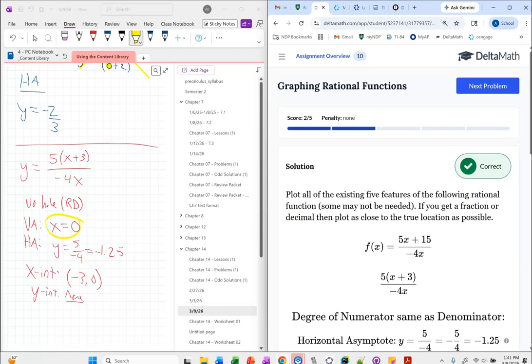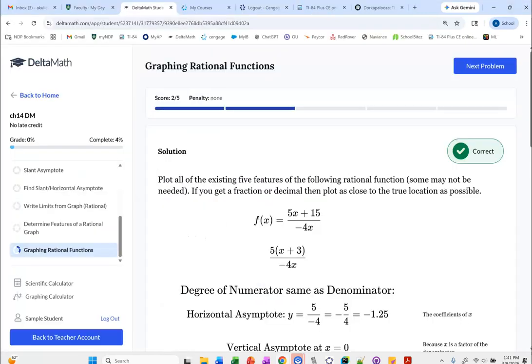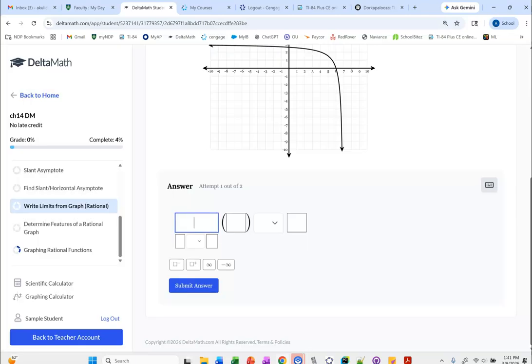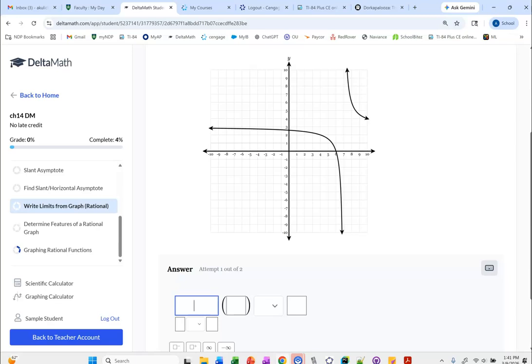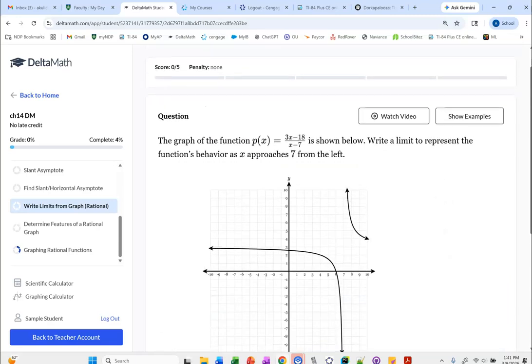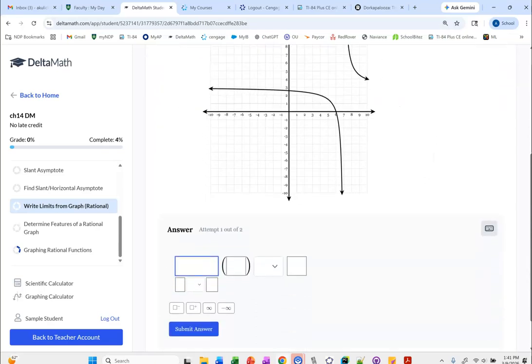Can you do one of the limit ones from the Delta Math? One of the limit ones from the Delta Math, probably. These guys? Yeah. Okay. All right, so it asks, the graph of the function is shown below. Write a limit to represent the function's behavior as x approaches 7 from the left. So I'm going to have LIM in here, and I'm going to have x approaches 7, and then I need that from the left. So is that the minus or plus?